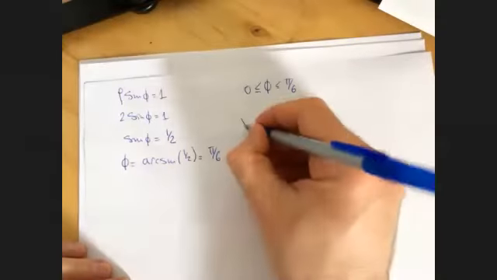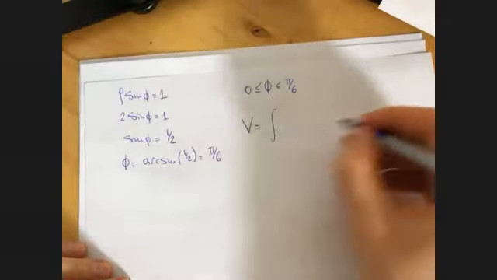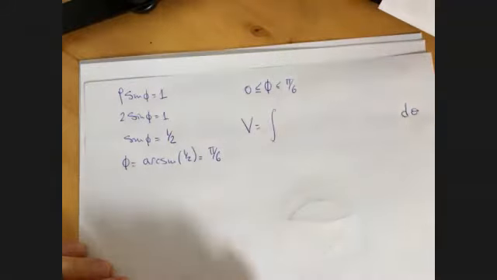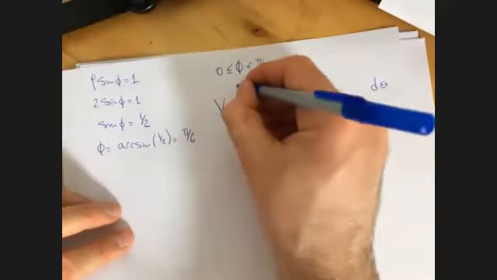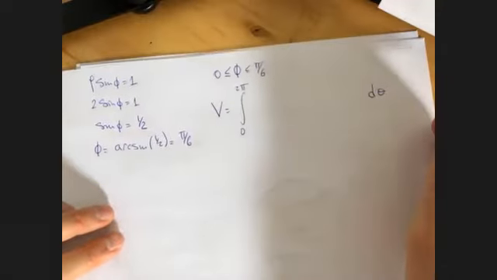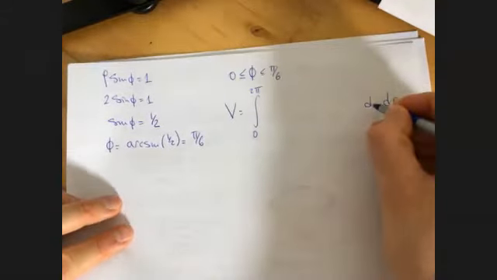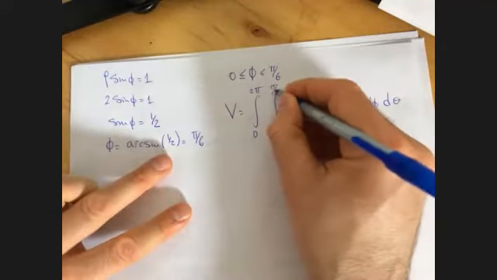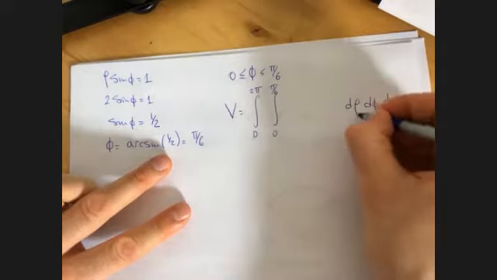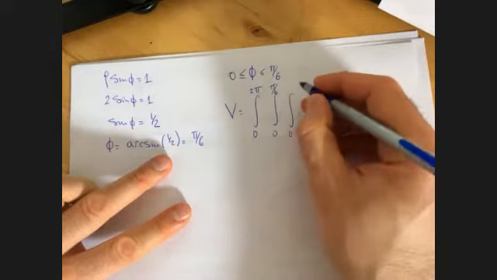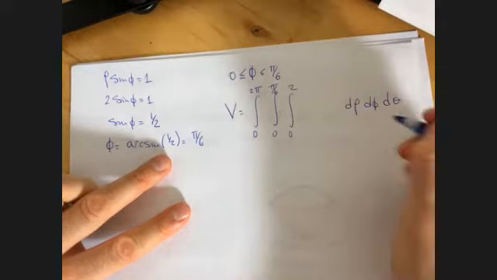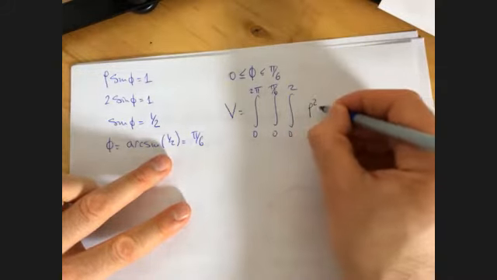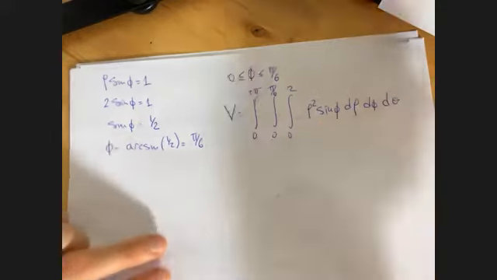And now the answer is going to be the volume is equal to: theta runs from 0 to 2 pi, phi runs from 0 to pi over 6, and rho runs from 0 to 2. Of course, don't forget the Jacobian, rho squared sine of phi. This is your answer.